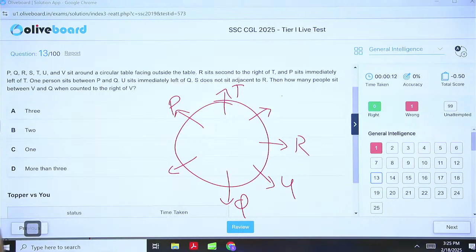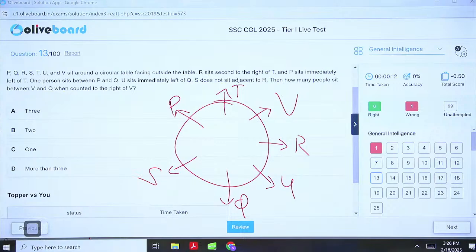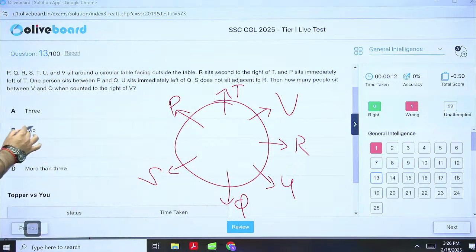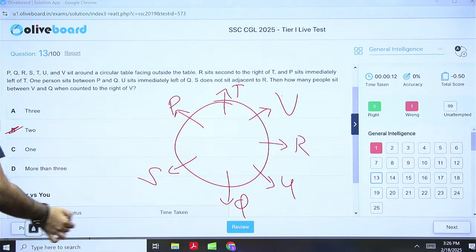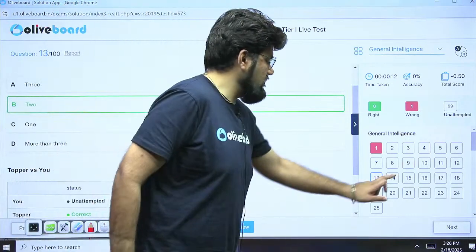Next we have S does not sit adjacent to R, so we have S here. P, Q, R, S, T, U and V will be sitting here. And the question is how many people sit between V and Q when counted to the right of V? We have 2 people. Option B is your right answer. Can be very quick, guys, not a problem. Very easy. Next.